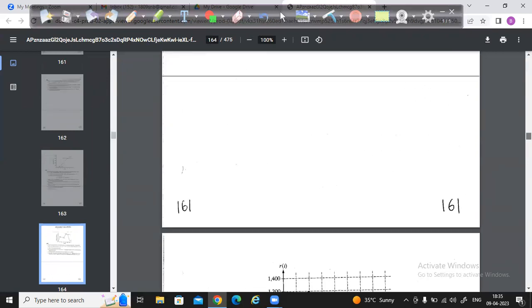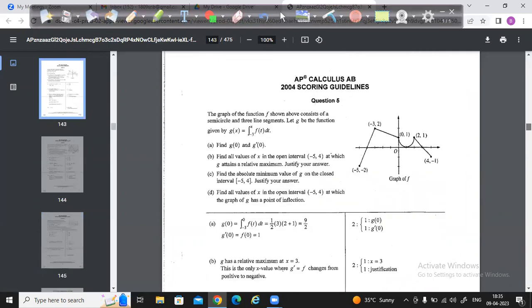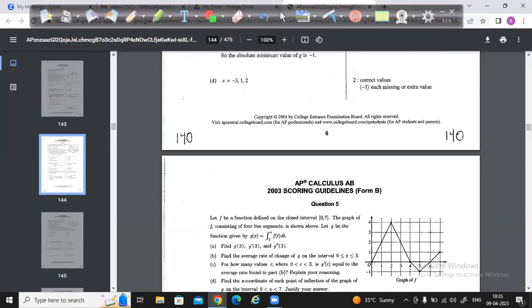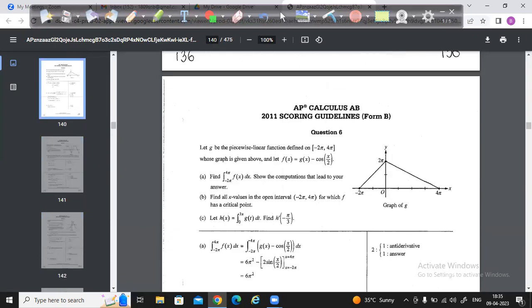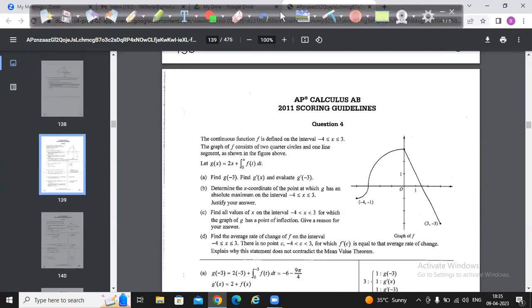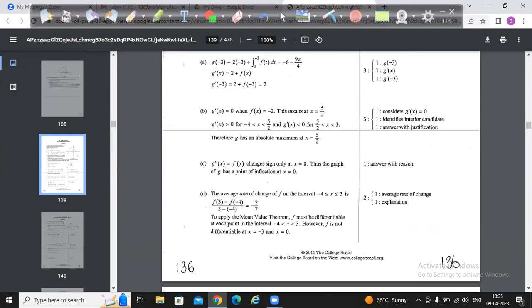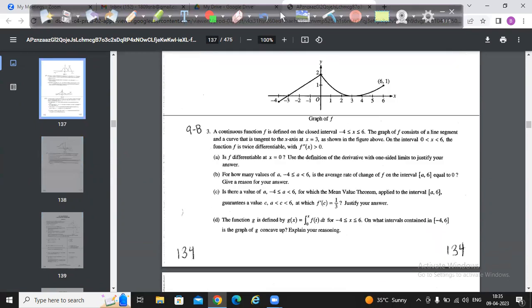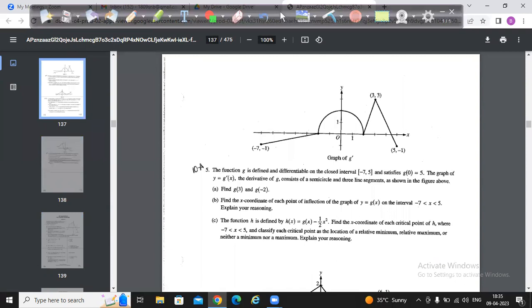Okay, we'll do it step by step. First, do that B part, the g of minus 2 part. Yeah, find g of minus 2.